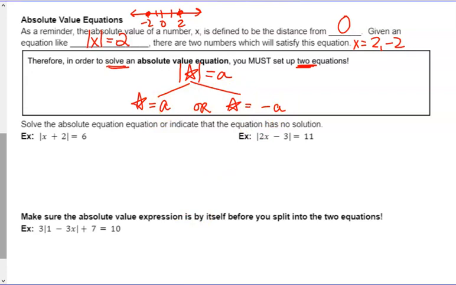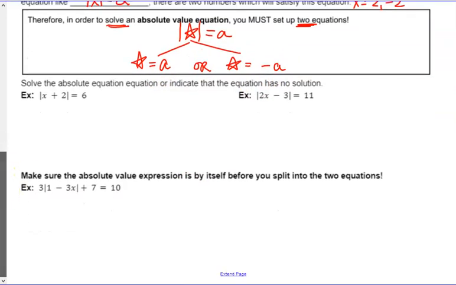So let's talk about this first one. I want to solve the absolute value of x plus 2 equaling 6. So that means that whatever is inside here has to equal 6, and whatever is inside here has to equal the opposite of that for the whole absolute value to be 6. So here's my two equations. Again, you have to set them up.